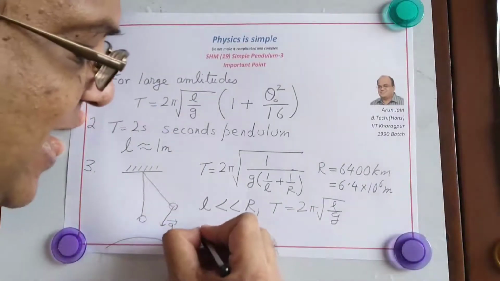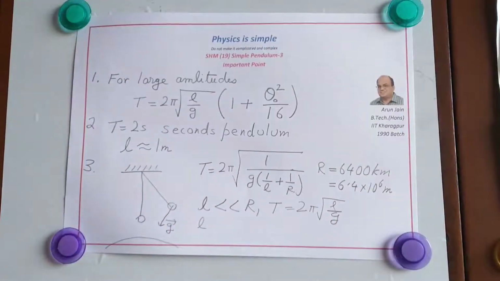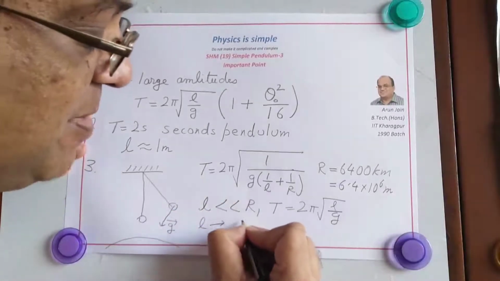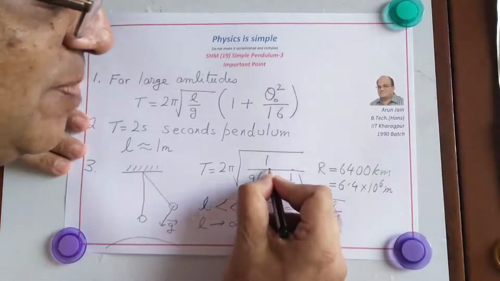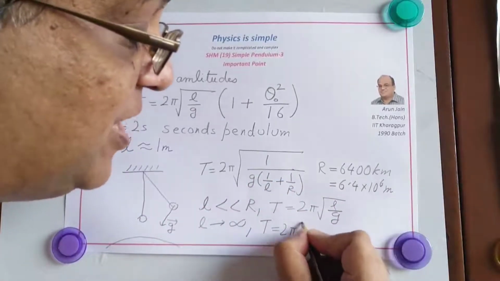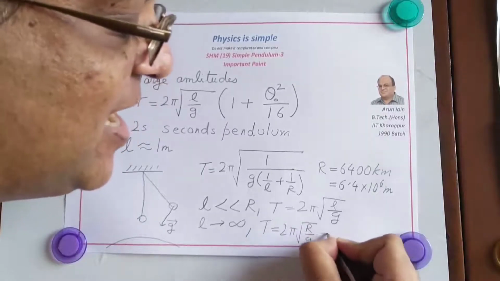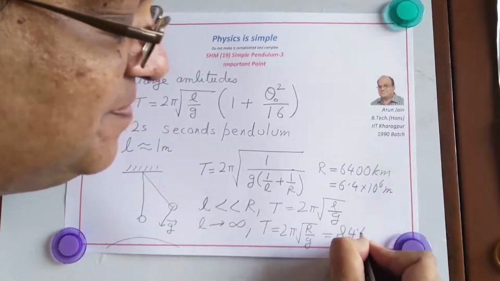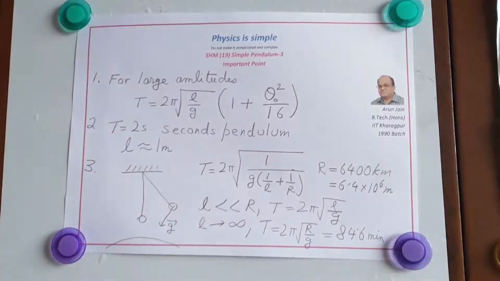If L is tending to infinity, that means we have a pendulum of infinite length, then this will become 0. Time period becomes 2 pi root over R by g, and that is 84.6 minutes. This 84.6 minutes is very important in physics. It is the time period of a pendulum of infinite length. This is the time period of a satellite close to the earth.